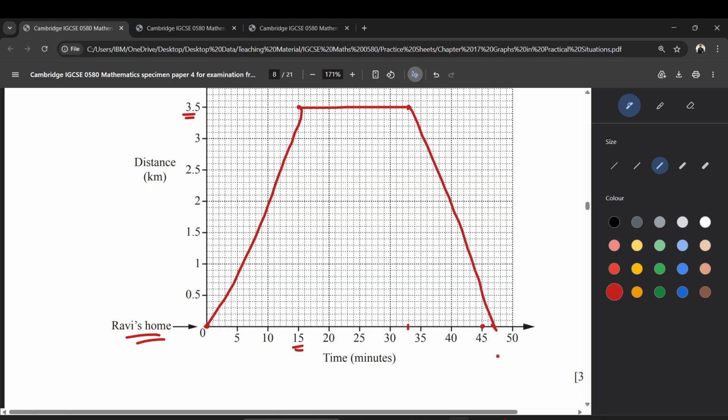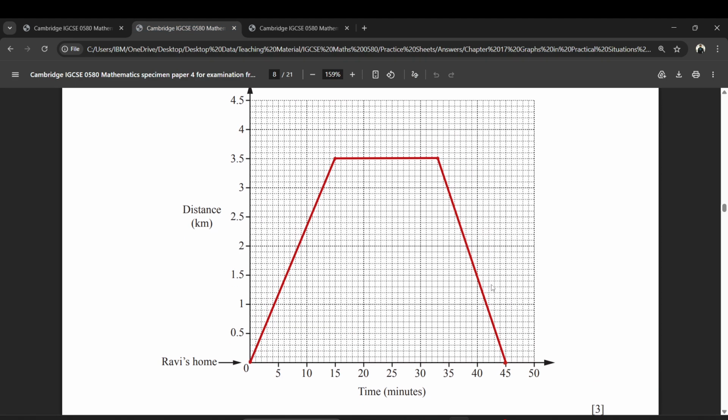Okay, so it should be something like this. Let me show you the correct one. So this is how your graph should look. Okay, so there were three stages of the journey.